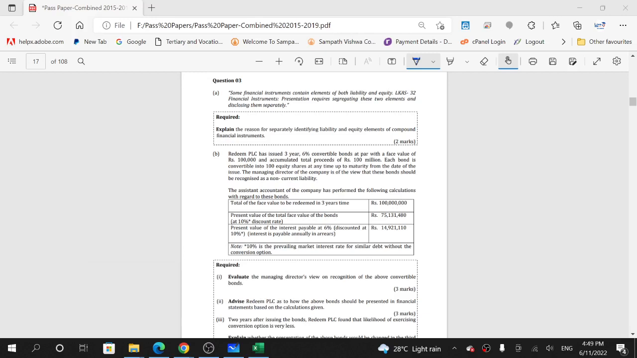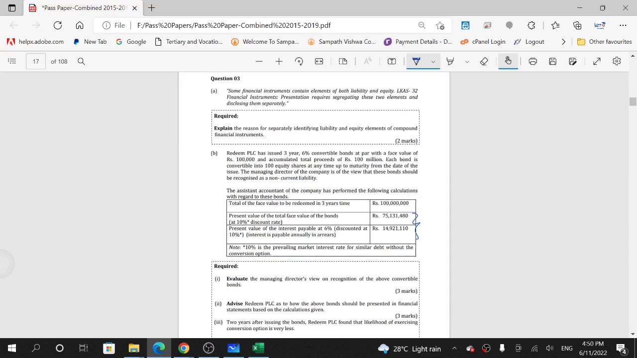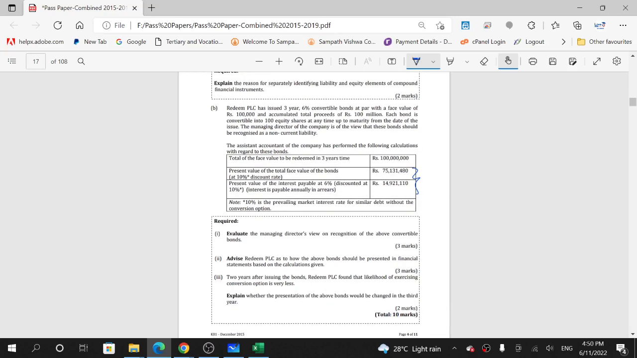Okay. Then part 2: advise Redeem PLC how the above bond should be presented in the financial statement. How you want to present this in the financial statement, that's easy. You take the total of these two, which becomes 90,052,590, and from 100 you deduct this 90 million. Then the balance becomes 9,947,410. Then this 90 million you have to recognize as a financial liability, and the balance 9 million you have to recognize as equity separately in the financial statement. So that is the answer for the next one.